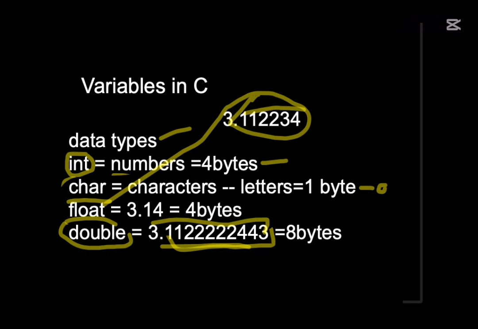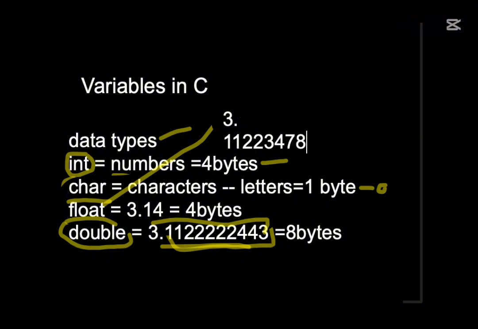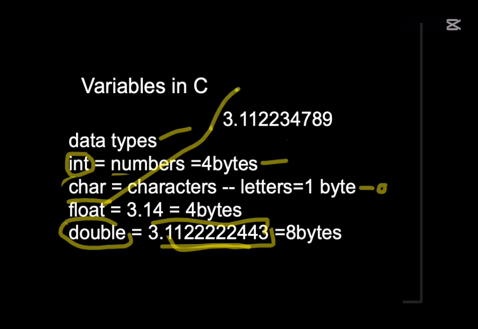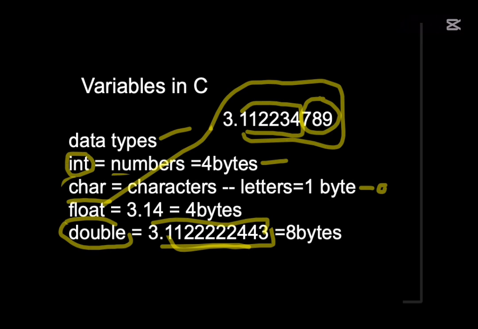And what happens if it is longer than 6? It's going to start making mistakes. Let's say you're trying to store a long number like this, and float only accepts a maximum of 6 decimal places. If we count this, we see that this is 9. So what's going to happen? It's going to keep the first 6 correctly, and then the rest is going to be wrong.